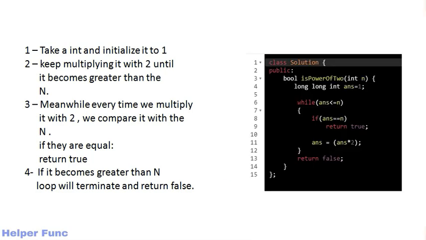So here's the code for that. We declare a long int answer and initialize it to 1. We have taken long int to avoid overflows. Now this while loop will work until answer is lesser than or equal to n. So every time in a loop, if my answer is equal to n, we will return true. And also every time answer gets multiplied by 2. Now if answer becomes greater than n, we will come out of this loop and will return false, which means that the number is not a power of 2. This approach works fine, but we have other approaches which can give the solution without using loops.